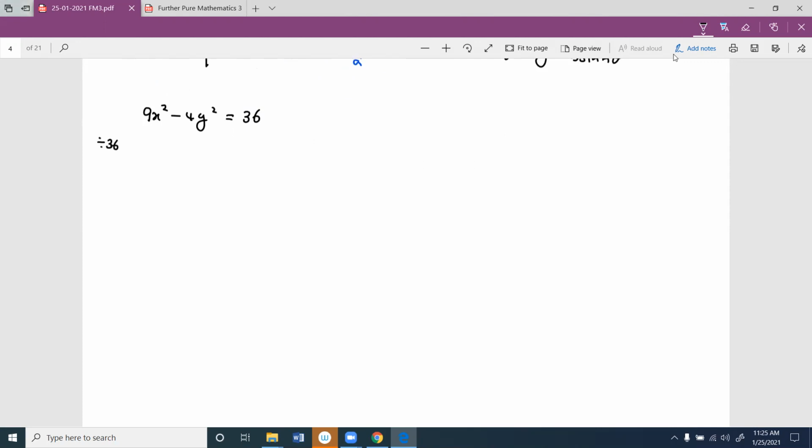Then what do you get with it? 9x squared over 36 minus 4y squared over 36 is equal to 36 over 36. Then this turns into x squared over 4 plus y squared over 9 is equal to 1. So this is x squared over 2 squared plus y squared over 3 squared equals 1, right?